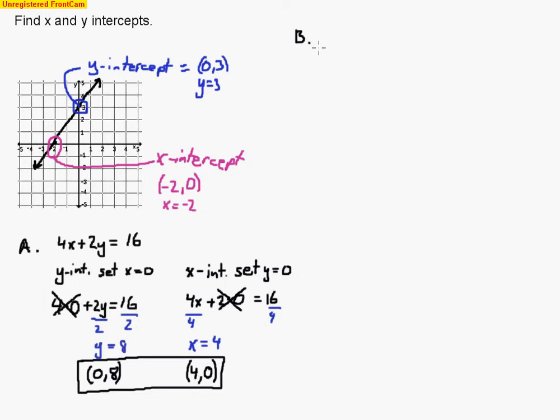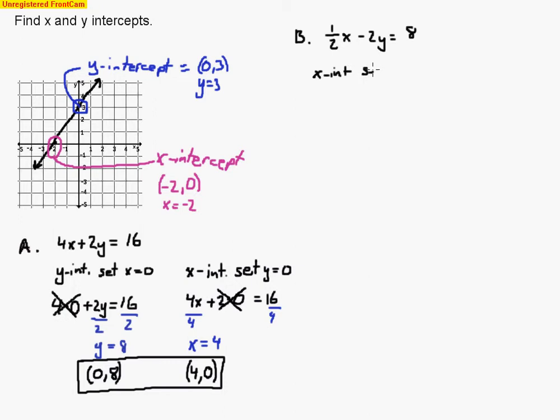We'll try one like this. Let's say a little bit tougher problem because it's got a fraction involved. 1/2 x maybe minus 2y equals 8. And so I'm going to do the same sort of thing. I'm going to find the x-intercept to start with this time instead of the y-intercept.